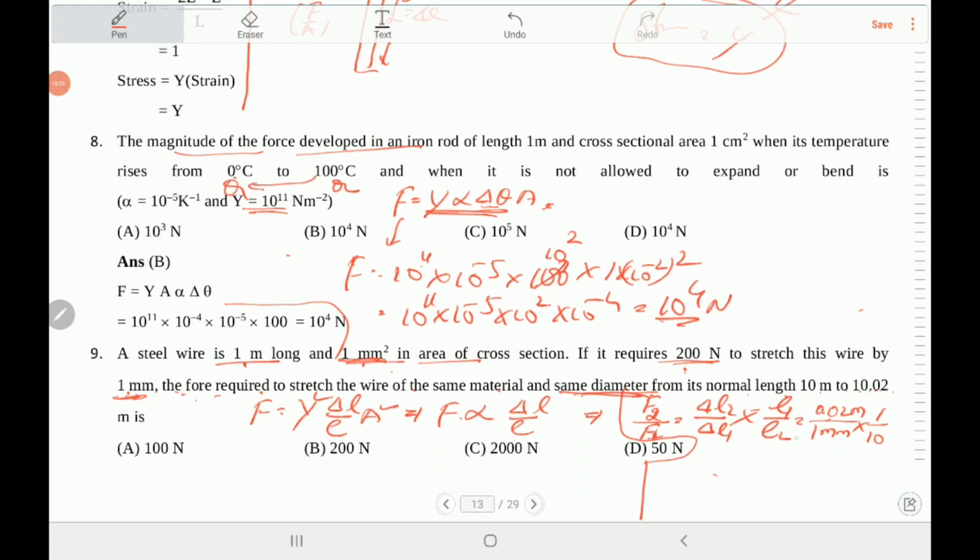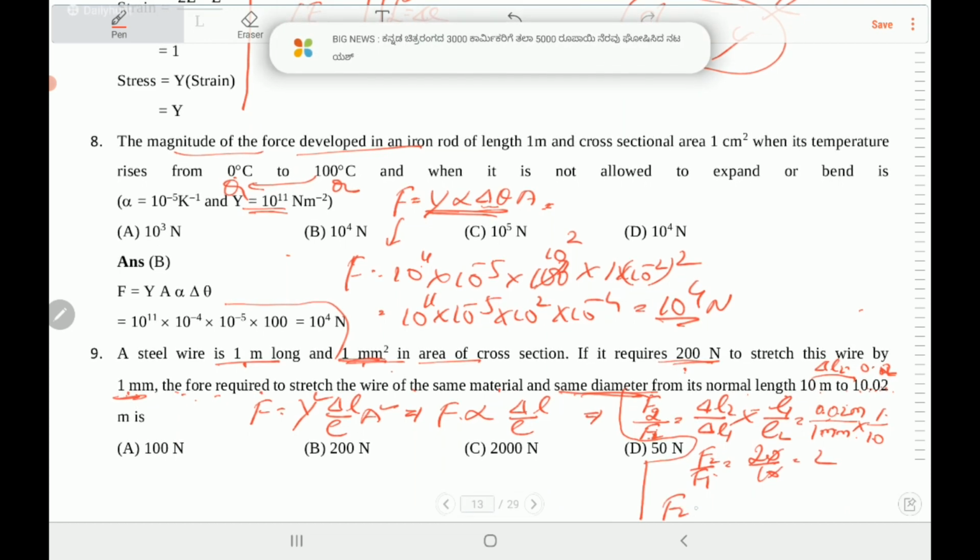Yes, if you put the value, what is delta L? Second case, 10 meter in the 10.02 meter. So what is delta L in the second case? 10.02 minus 10, that is 0.02. 0.02 divided by 1 mm into 1 by 10. So you want F2 by F1, that equal to, you convert this mm into meter, 10 power minus 3. Minus 3 comes to numerator. Numerator 1000. 1000 multiply, 20 divided by 10. This is 10. So 10 cancels 2.